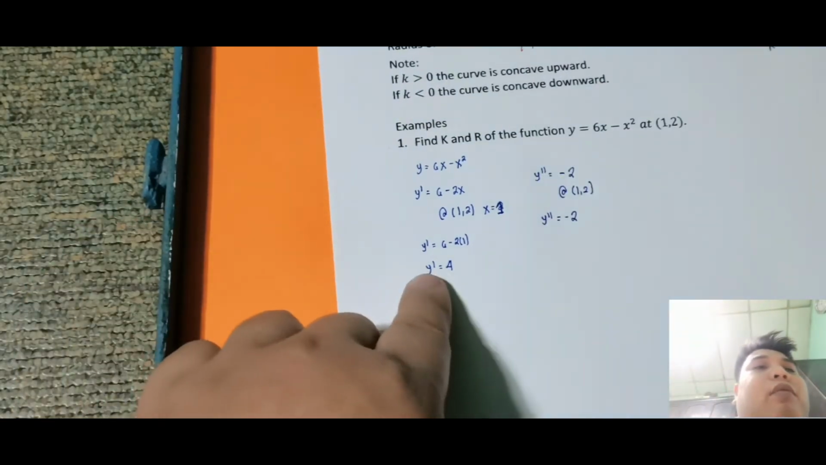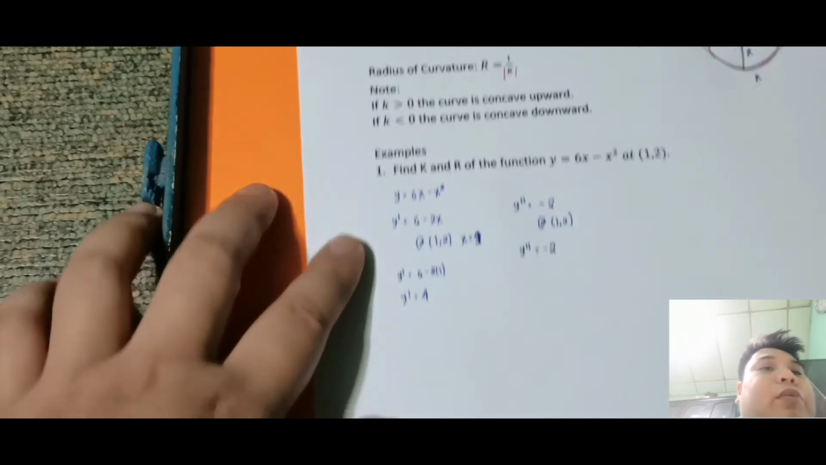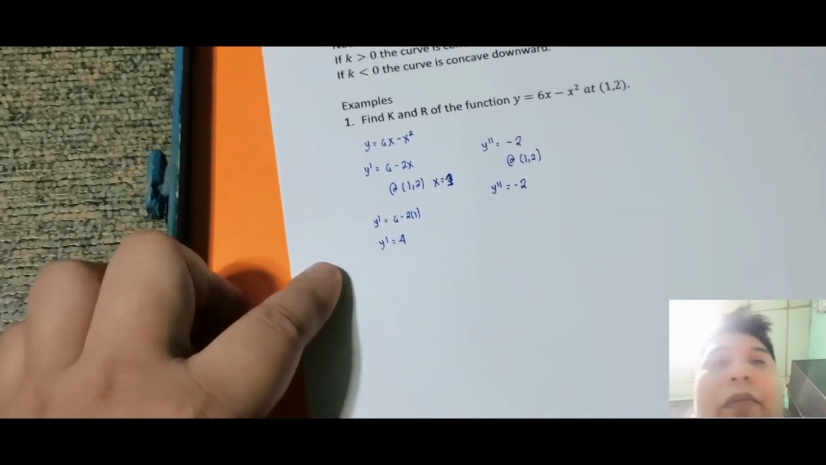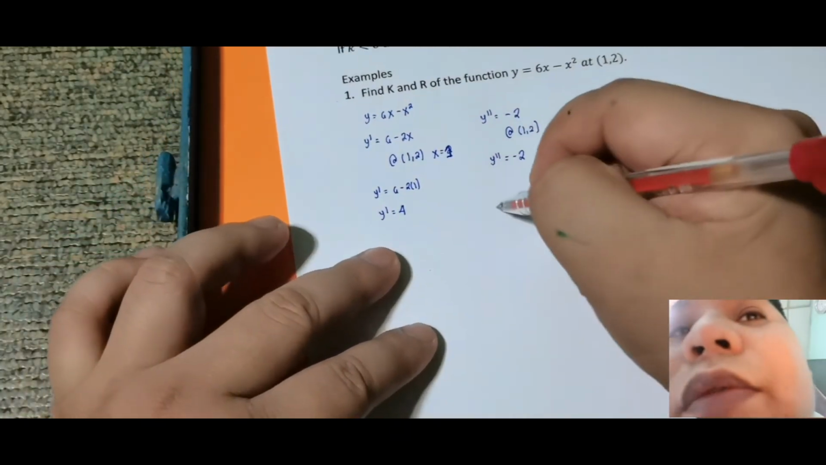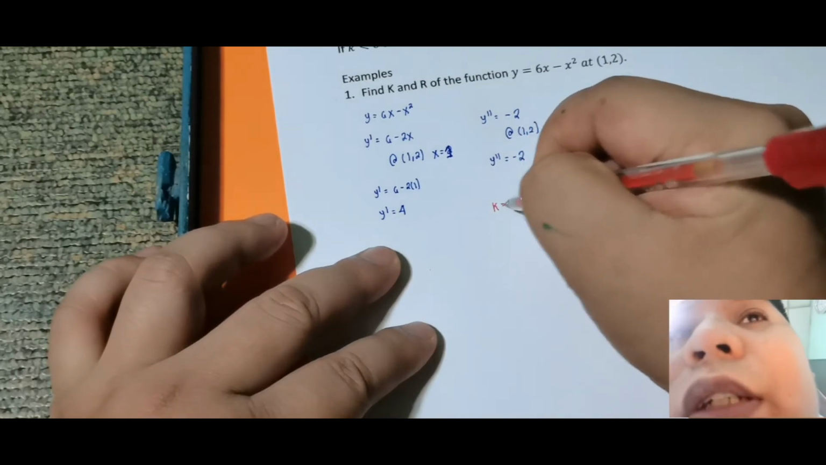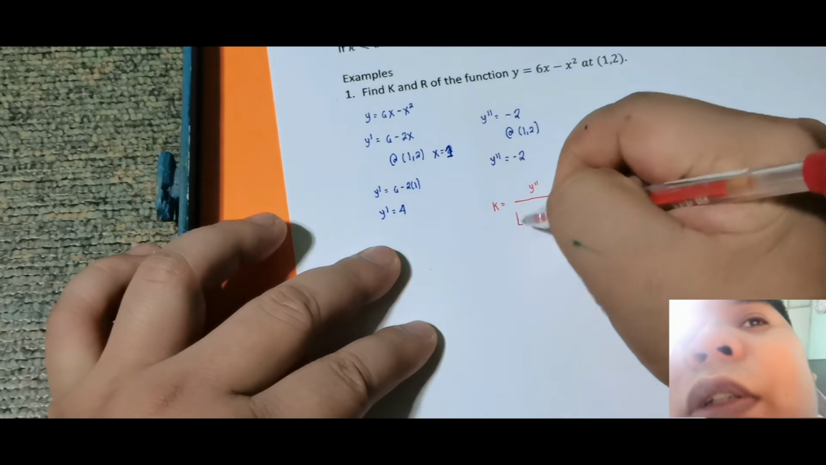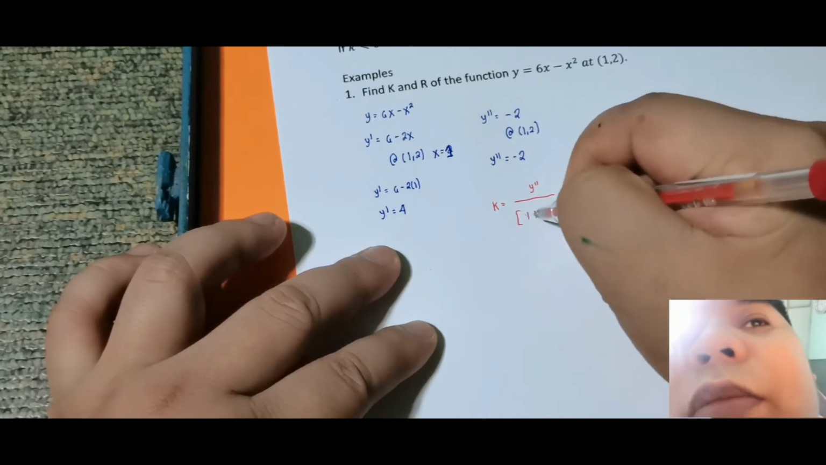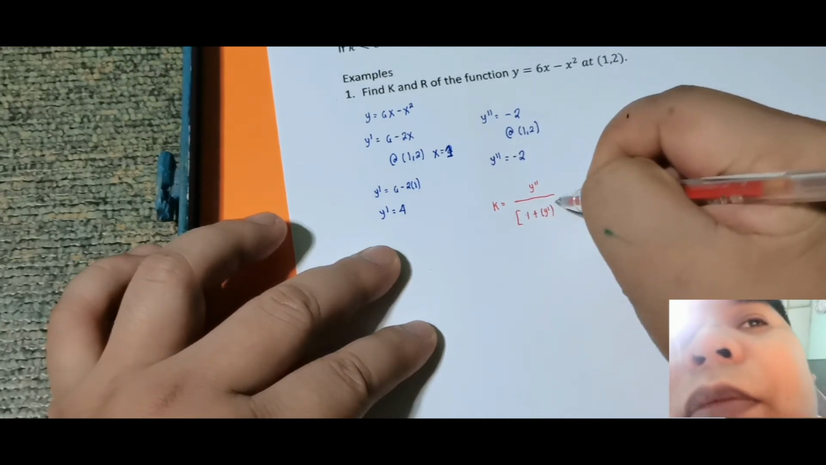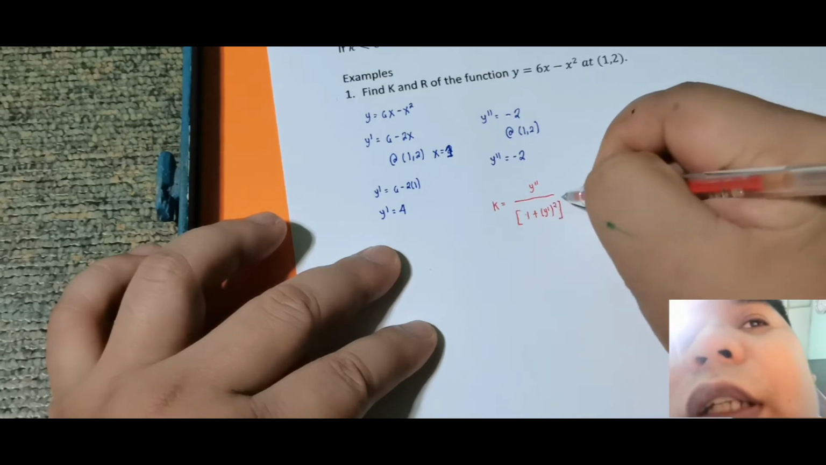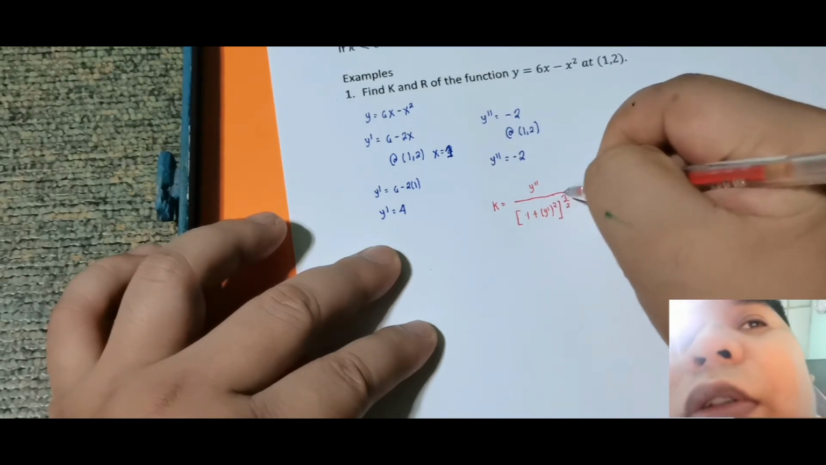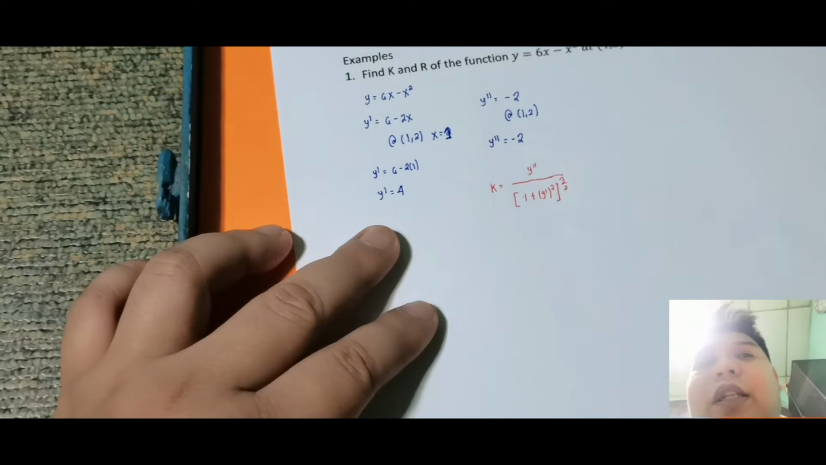Okay, so may value tayo ng y prime saka y double prime. So proceed na tayo sa radius, sa curvature. Okay, so for curvature K, we have K is equal to y double prime all over 1 plus y prime raised to 2, then raised to 3 over 2. So huwag ka malilito sa ating exponent.